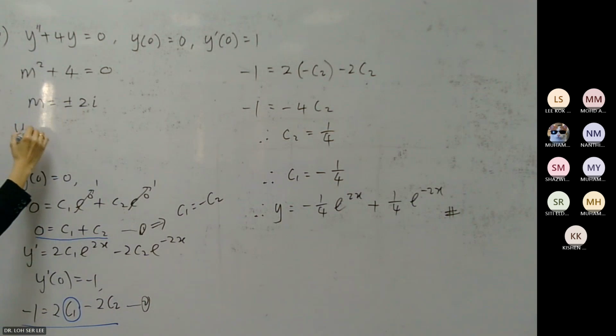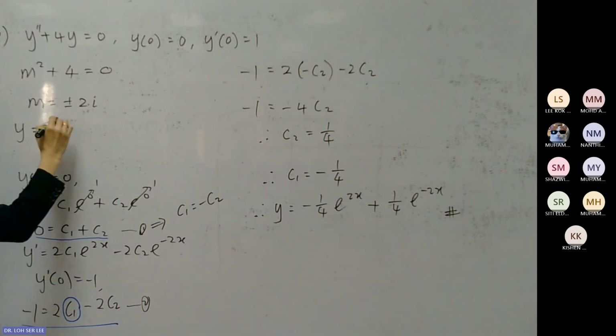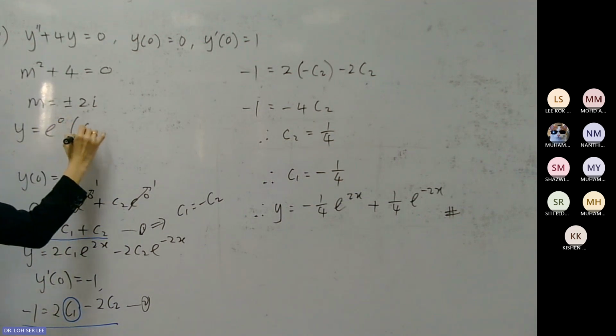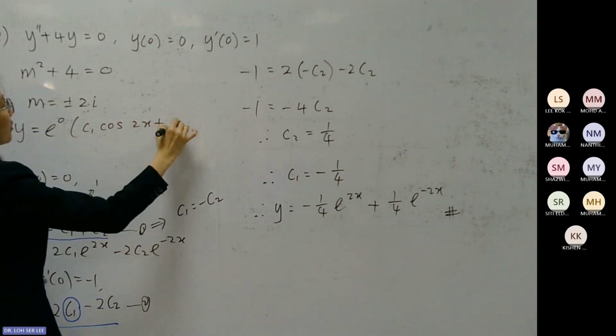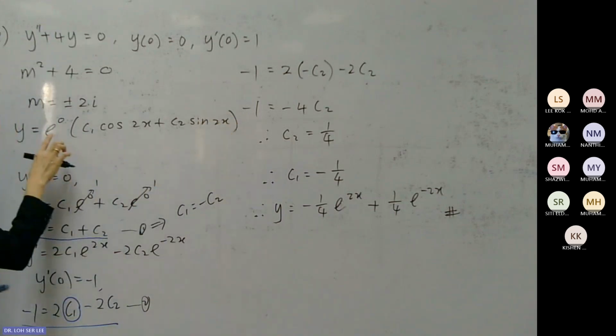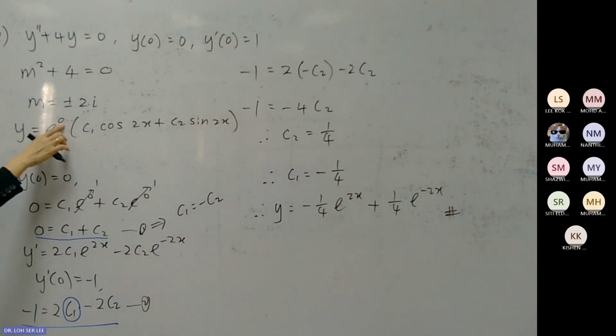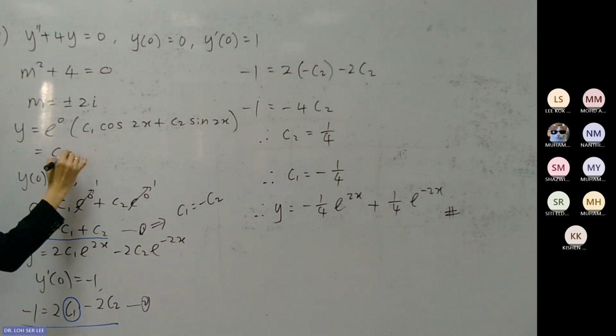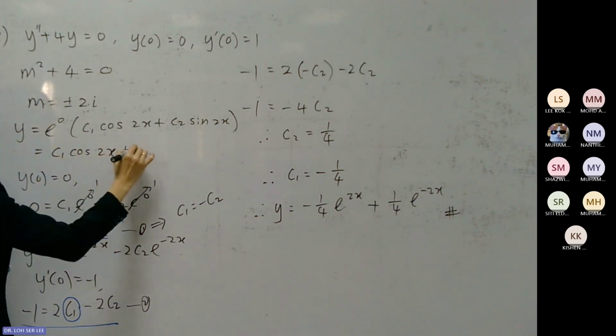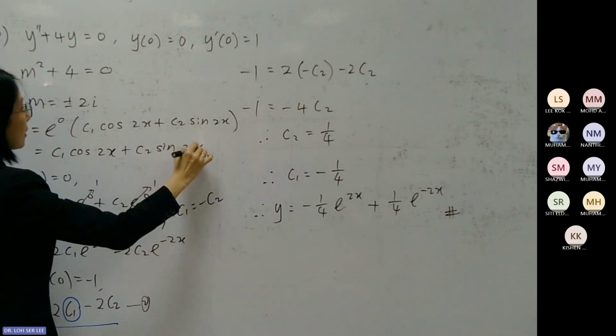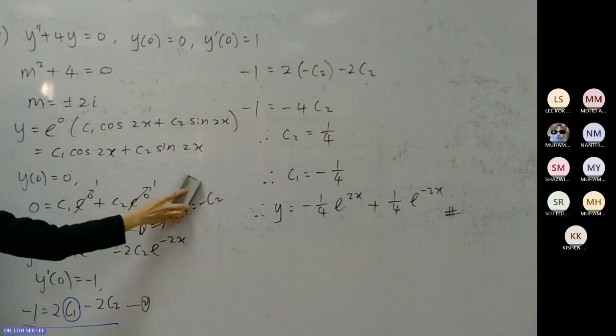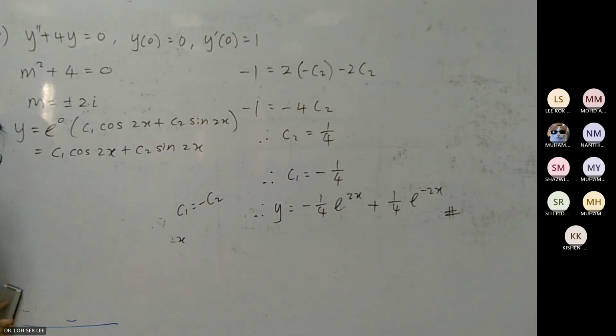Okay, so your y is e to the power of 0. I write the full one: e^0 times C1 cos 2x plus C2 sin 2x. You have the e to the power of 0 because of the formula e^(alpha x), but your alpha is 0. That's why your general solution is this one. Then you can start to substitute the initial values.